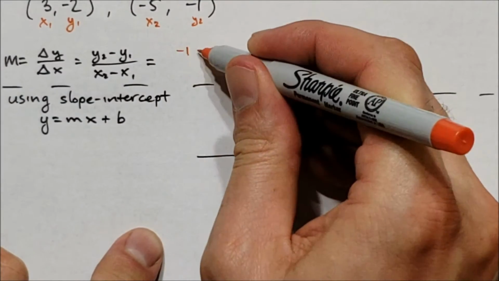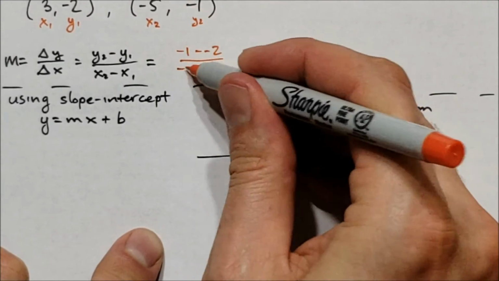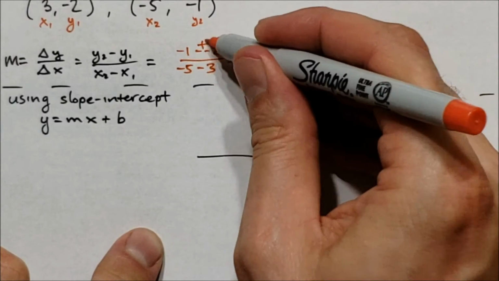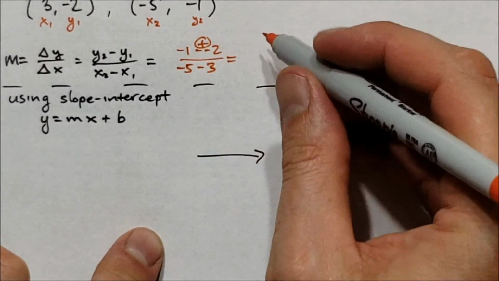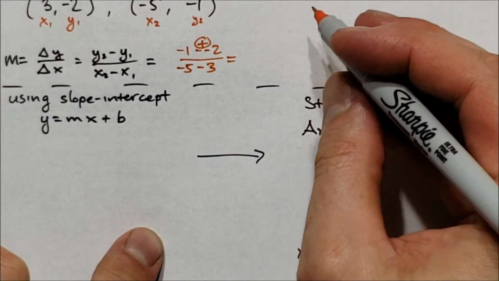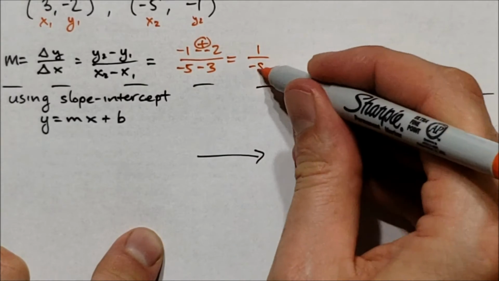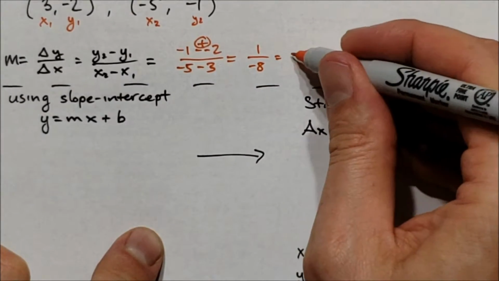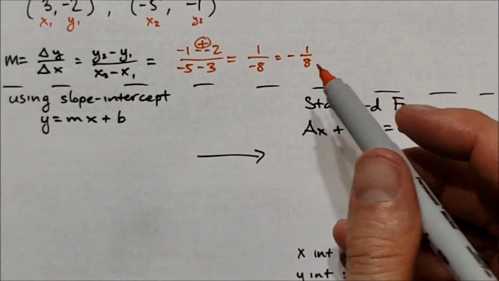So negative 1 minus a negative 2, all over negative 5 minus 3. This minus a negative means that we're adding 2. So negative 1 plus 2 is positive 1. Negative 5 minus 3 is negative 8. It's bad form to have the negative in the denominator, so we'll just move it out front or on the top. So negative 1/8 is our slope.